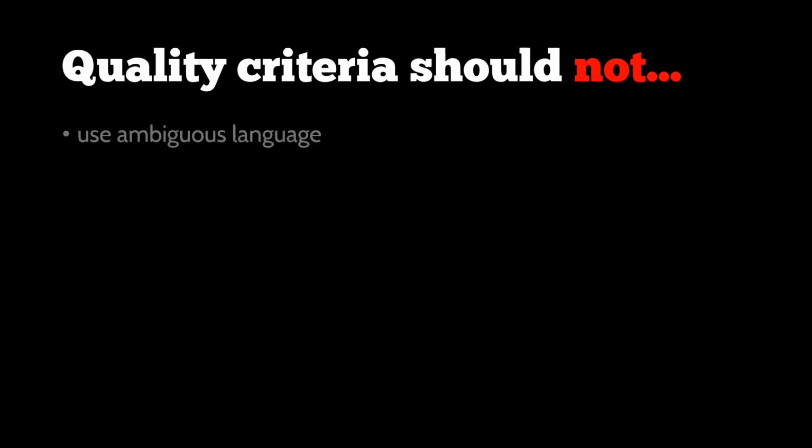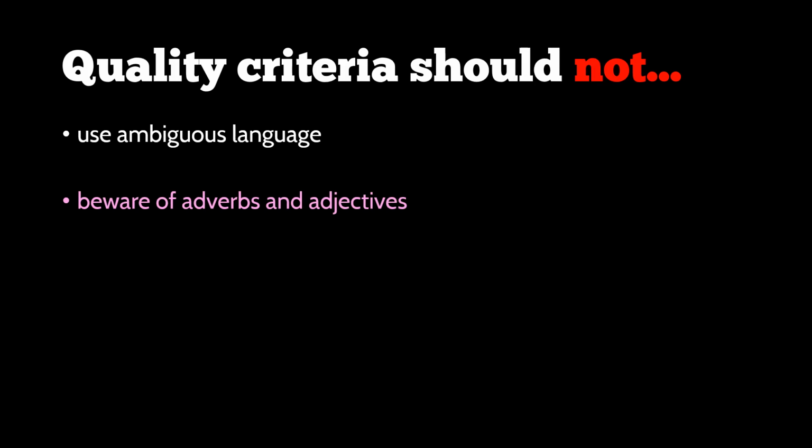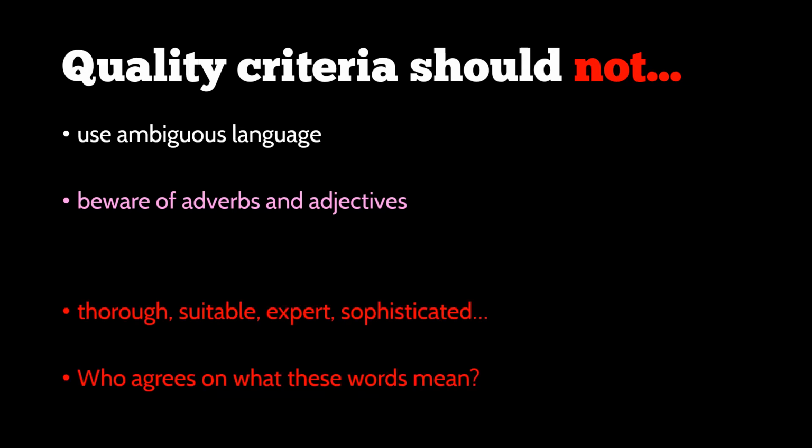Quality criteria should not use ambiguous language, and this is very common, so it's really important to try to avoid this. Ambiguous language means that different learners and different teachers are not on the same page, and there are as many different interpretations of some of these words as there are people reading it. So words like thorough, suitable, expert, sophisticated, what do those words mean?